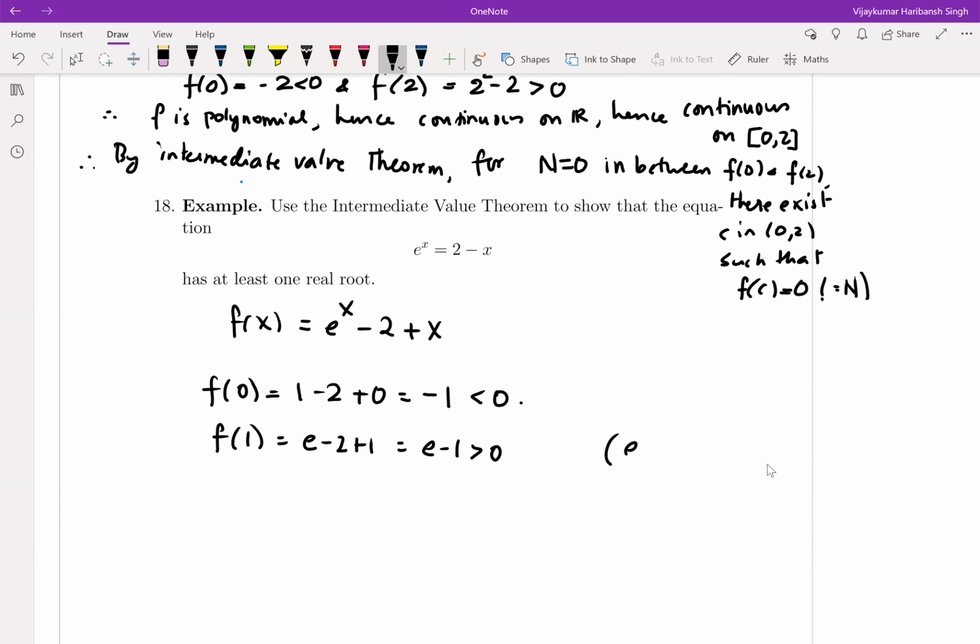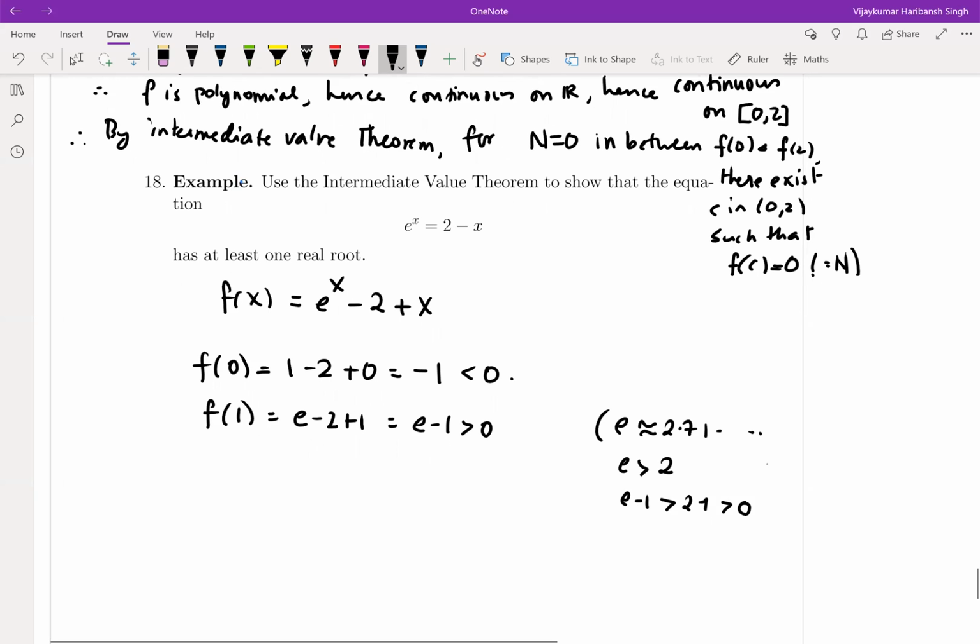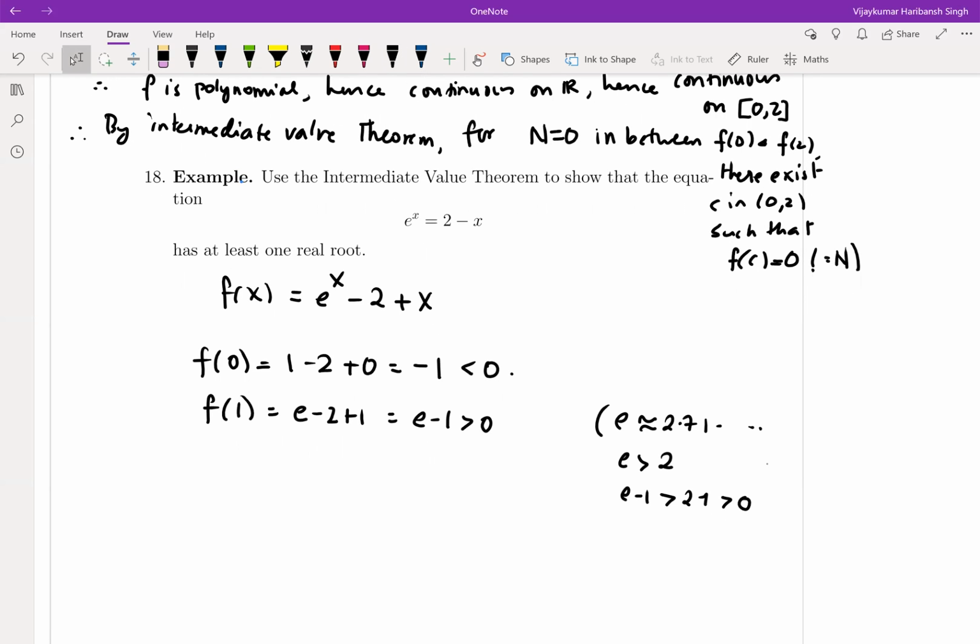Why? Because the value of e is roughly 2.71. All I can say is that e is greater than 2 for sure. So e minus 1 is going to be greater than 2 minus 1, which is greater than 0. So e minus 1 is greater than 0. Now 0 is trapped in between f of 0 and f of 1. Before I use the intermediate value theorem, I should argue that f is continuous on this interval 0, 1.